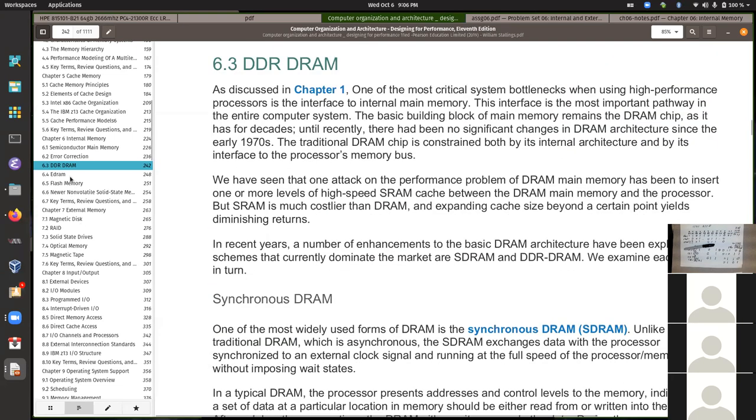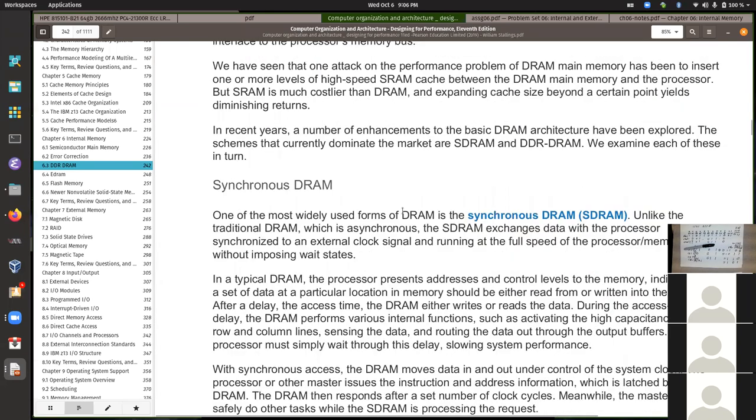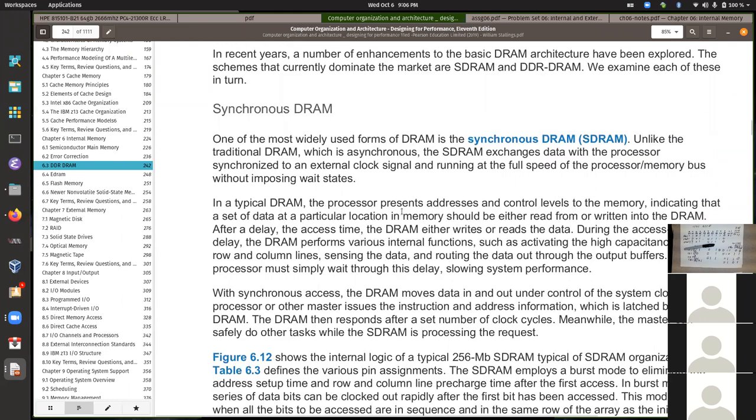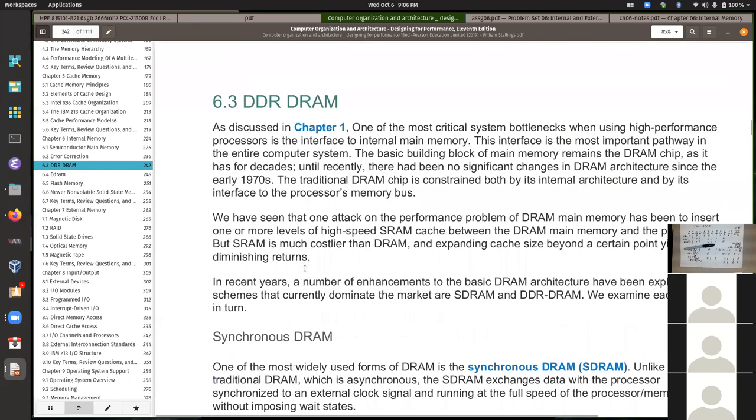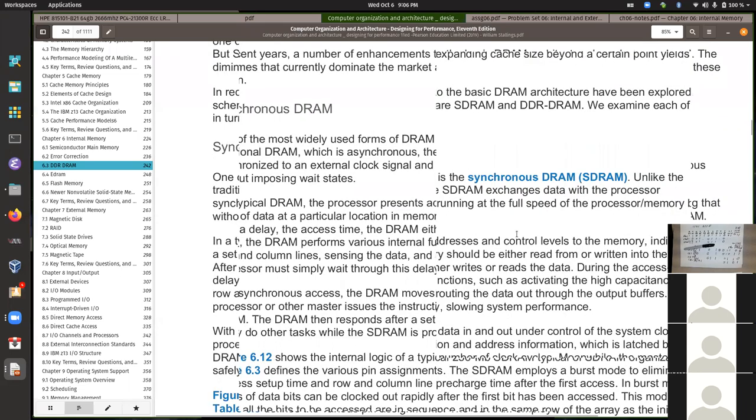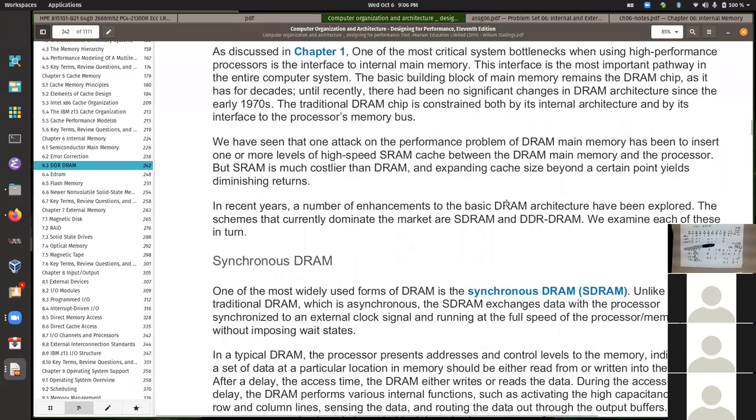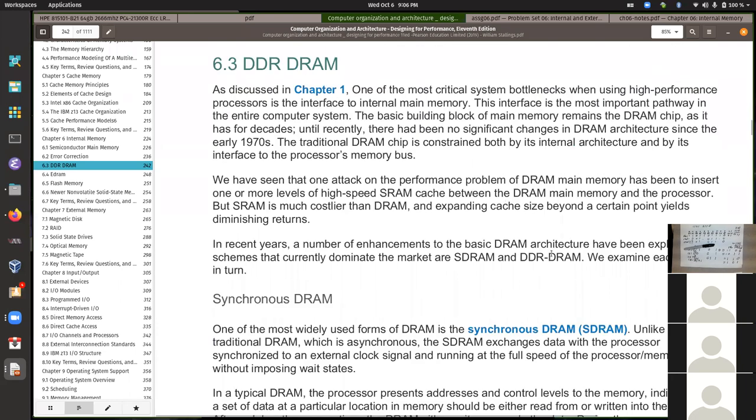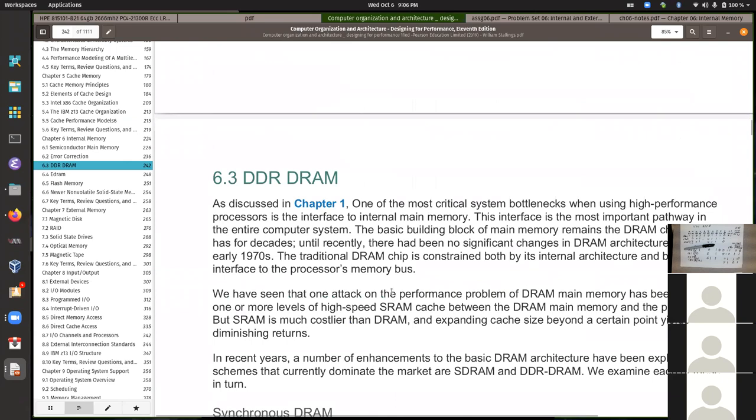Let me see. The rest of the things are some more discussion about some memory technologies. I already mentioned DDR. This is kind of a recent technology, which has mostly replaced the old DRAM for main memory. So DDR and synchronous DRAM here.